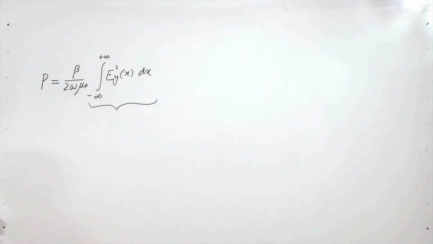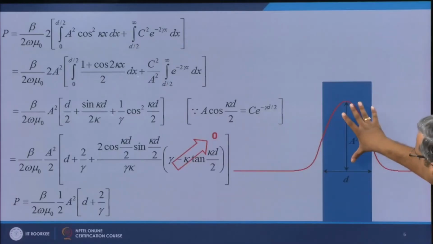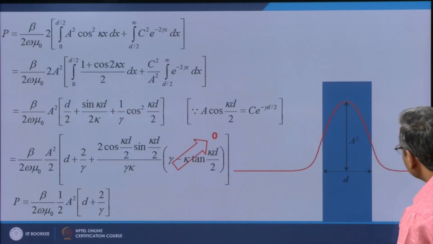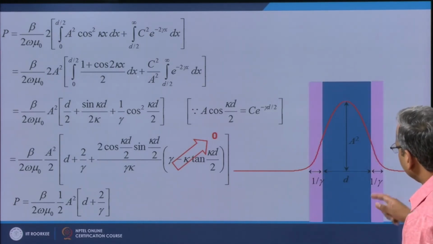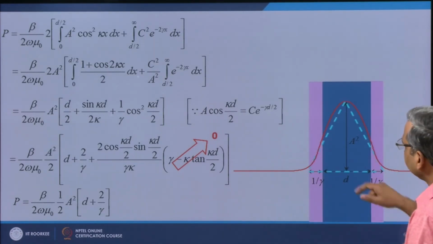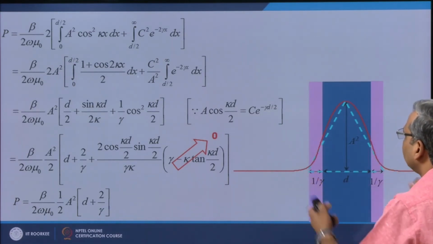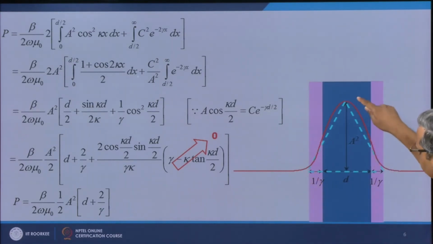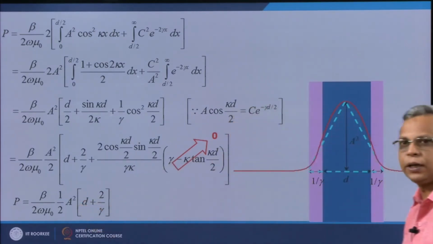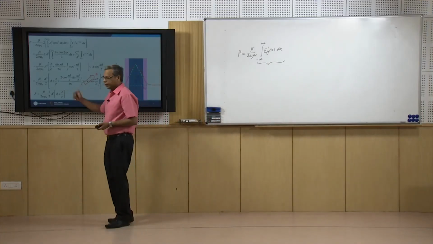So, if this is E y square as a function of x, then this is nothing but a square, this is the waveguide width, and the field extends into the N2 region by distance 1 over gamma on either side. So, if I make a triangle which has height a square and base d plus 2 over gamma, then the area of this triangle is simply half a square times d plus 2 over gamma. So, this is interesting that this comes out to be like this.